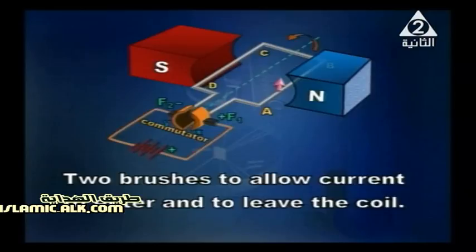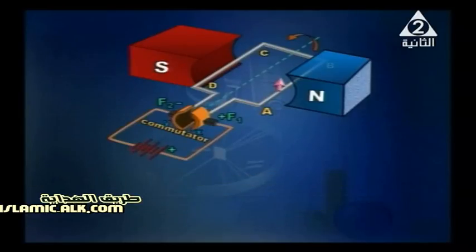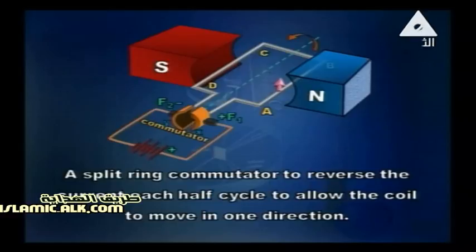And we've got two brushes. The function of the brushes is to allow current to enter and to leave the coil. Also, we've got something very important, which is the commutator or a split ring commutator. And the function of the commutator is to reverse the direction of the current each half cycle to allow the coil to move in one direction.